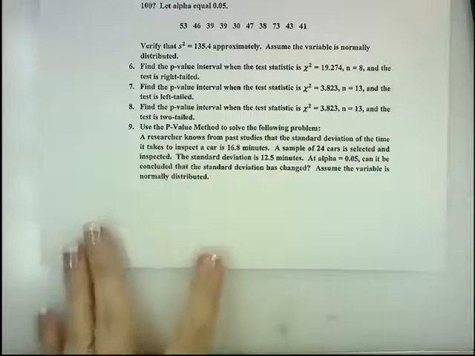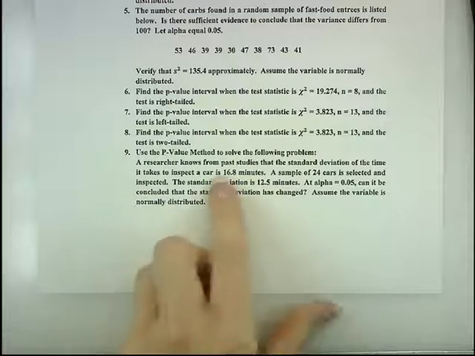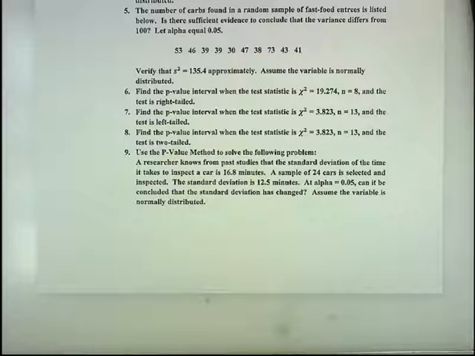The p-value method. A researcher knows from past studies that the standard deviation of the time it takes to inspect a car is 16.8 minutes, and is means exactly equals to. A sample of 24 cars is selected and inspected. The standard deviation of that sample is 12.5 minutes. At alpha equals 5%, can it be concluded that the standard deviation has changed? Assume the variable is normally distributed. With this example, it's actually a two-tailed chi-square test. And I'll write down the information.